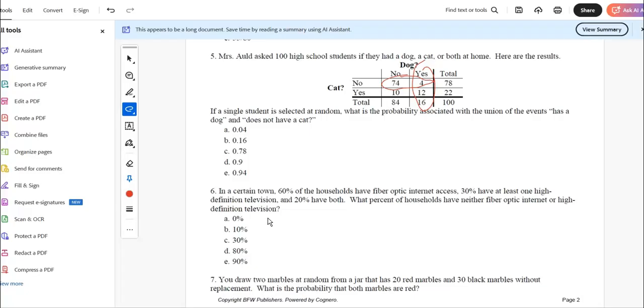So union, the union means the word or. So either or. So you're adding up all three of those with no overlap. So the 4 is overlap, but don't count it twice. So 74 plus 4 plus 12. I think that's 0.90, 90 out of, I'm guessing 100. So 5 should be D.